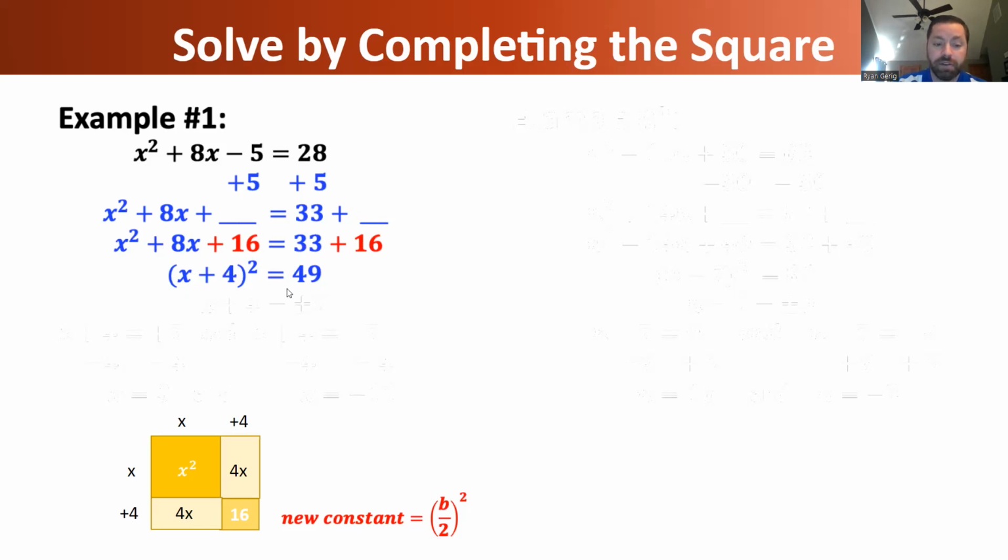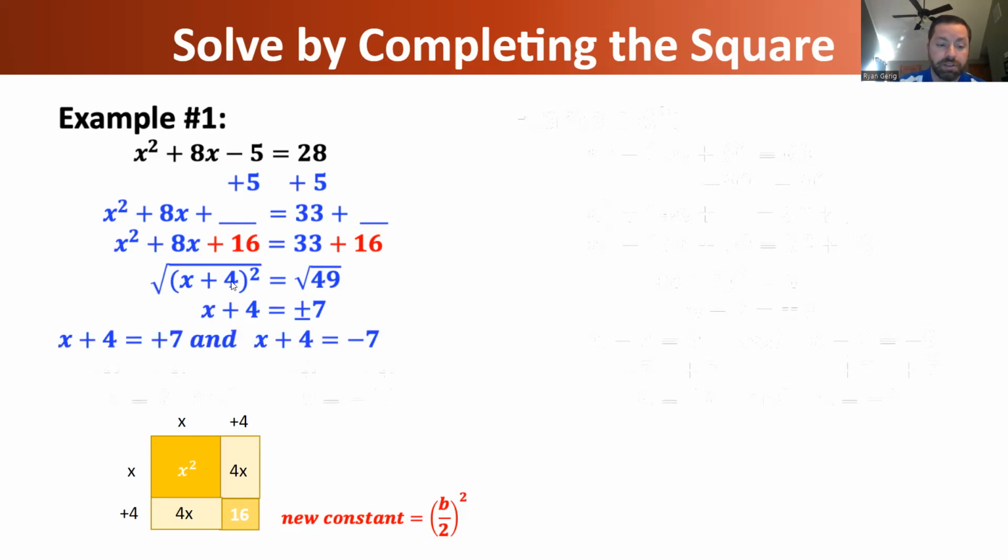Now I have a problem that I can solve using square roots. So I'm going to square root both sides. I get x plus 4 equals 7 and negative 7. And that's when I'm going to make my two equations: x plus 4 equals 7 and x plus 4 equals negative 7. Subtract 4, I get 3. Subtract 4 and I get negative 11. I'll do one more of those in this video, just so you can see it happen again.